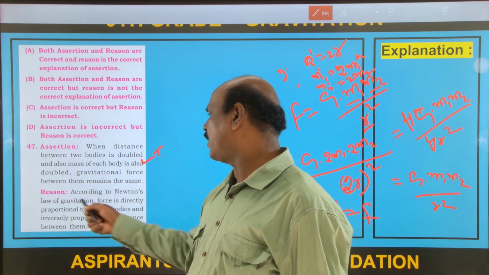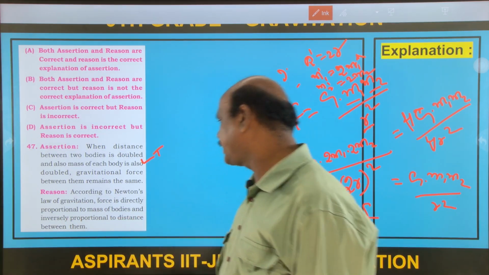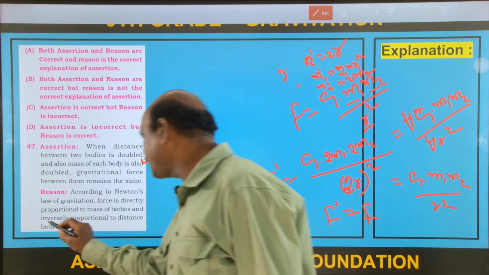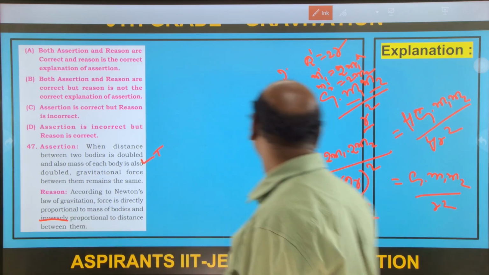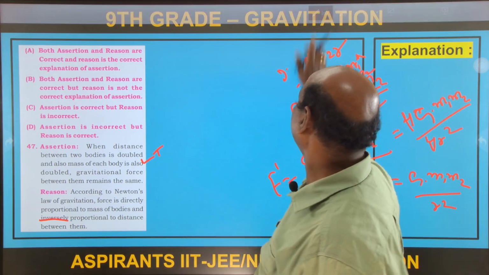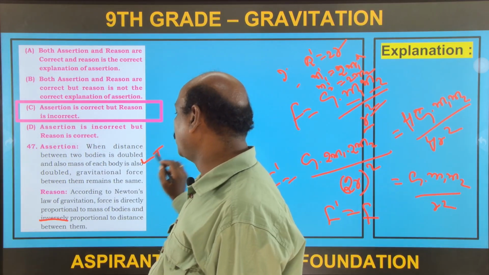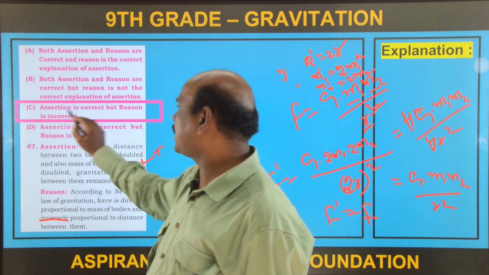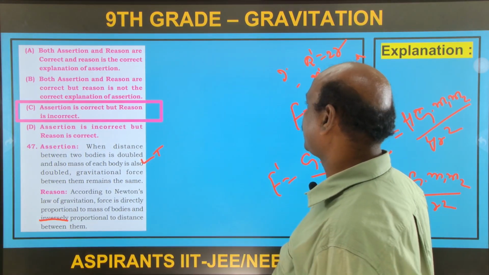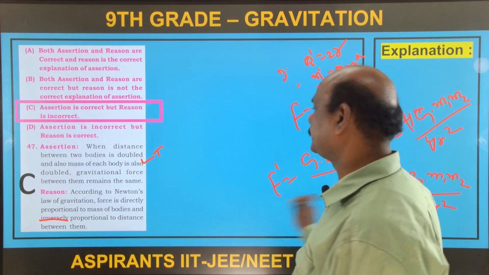According to Newton's law of gravitation, force is directly proportional to the mass of the bodies and inversely proportional to the distance between them. Here it says inversely, but it is the square of the distance between them. So if you observe, according to this, is it true or false? The assertion is correct, but the reason is incorrect. So next, option C we take into consideration.